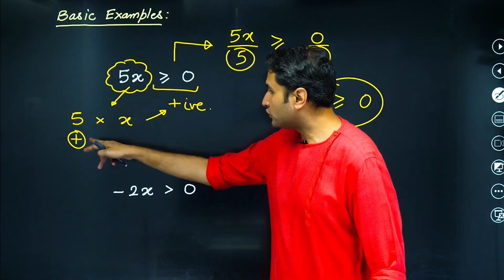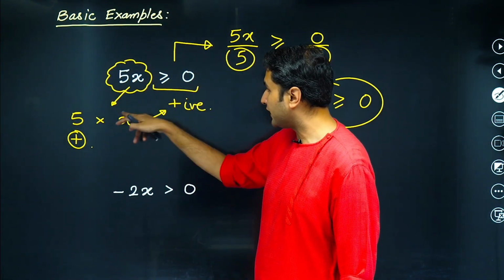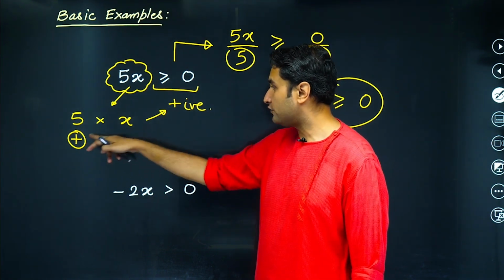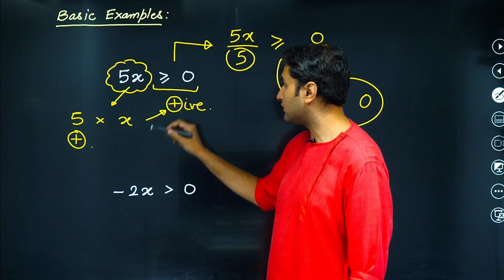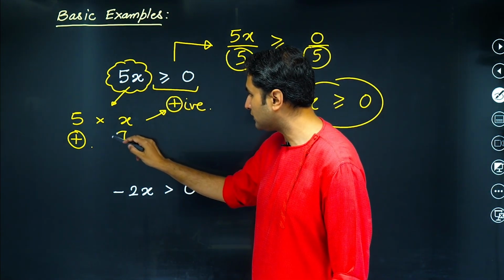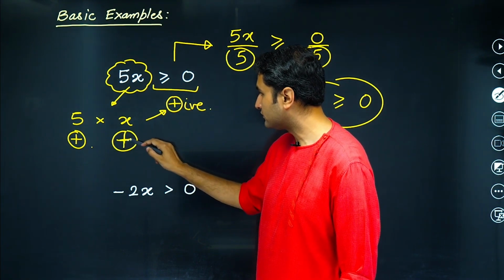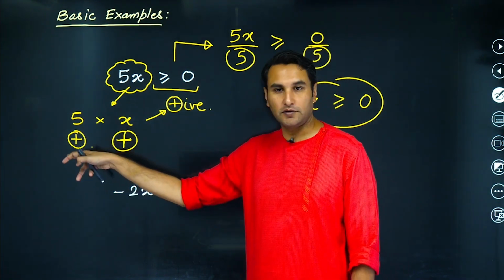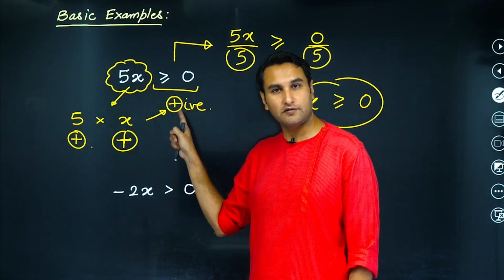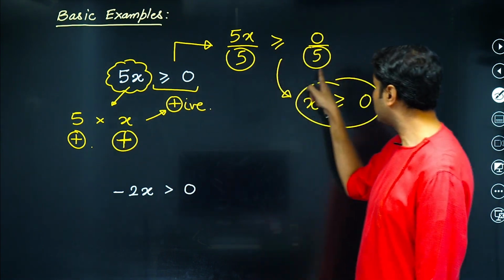So what should you multiply? Should you multiply a negative number with 5 or a positive number with 5 to give the output of a positive number? Of course, you will multiply 5 with a positive number. 5 is a positive number. When you multiply 5 with a positive number, the output will be a positive number. Hence, do you see the answer?